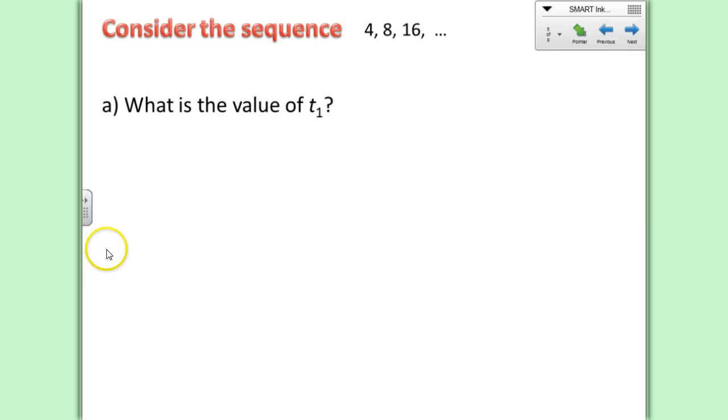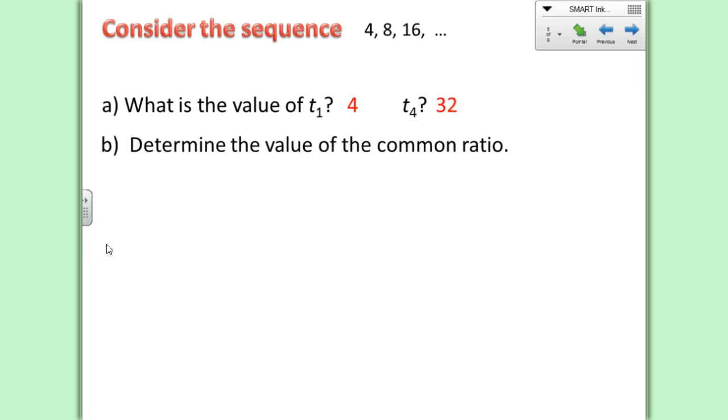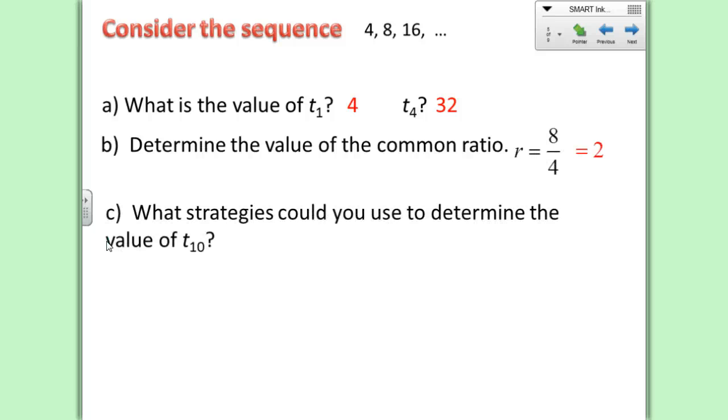Consider the sequence 4, 8, 16. What's the value of term 1? Clearly we can see that term 1 is 4. And what would term 4 be? Well, term 4 would be 32. If you want to determine the value of the common ratio, as we discussed, we simply divide consecutive terms. And if I pick 8 and 4, I would get 2.